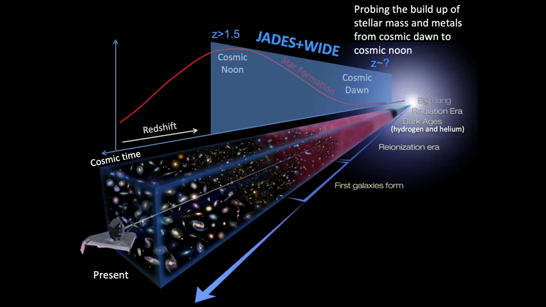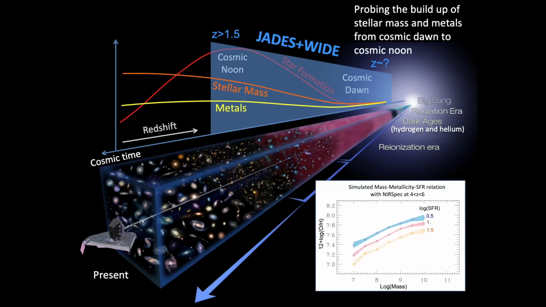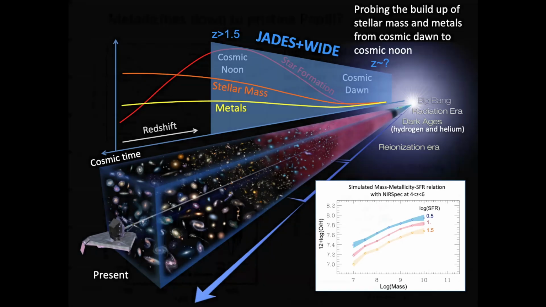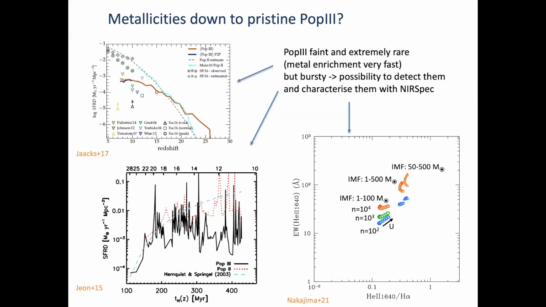Of course, we'll be probing the buildup of stellar mass and metals across the cosmic epochs. And this is an example of how we expect to recover, thanks to this impressive statistics and sensitivity, the mass-metallicity relation between redshift 4 and 6, which is totally uncharted territory, and also as a function of star formation rate. Of course, you also want to possibly probe even more pristine galaxies, all the way possibly to even population 3 galaxies.